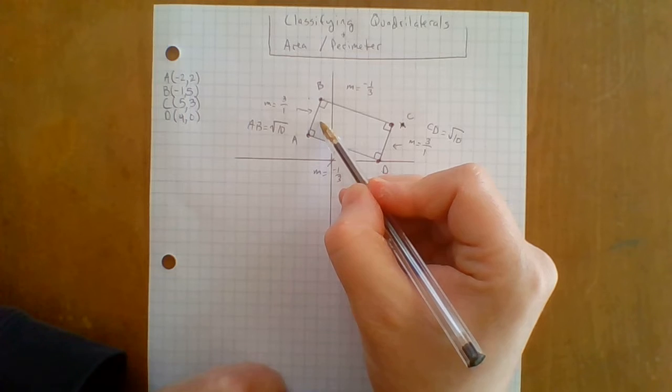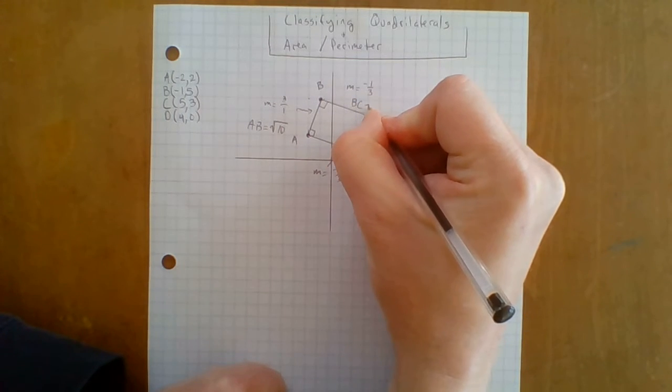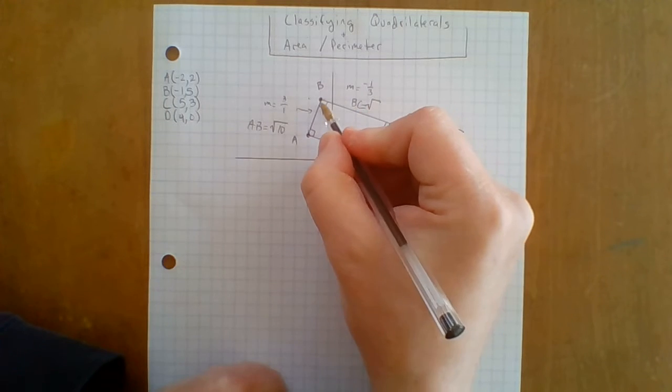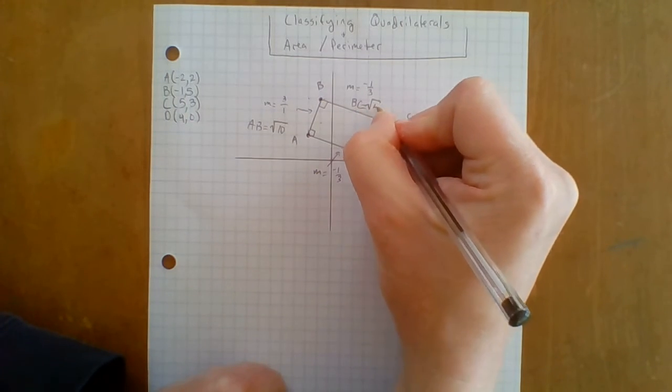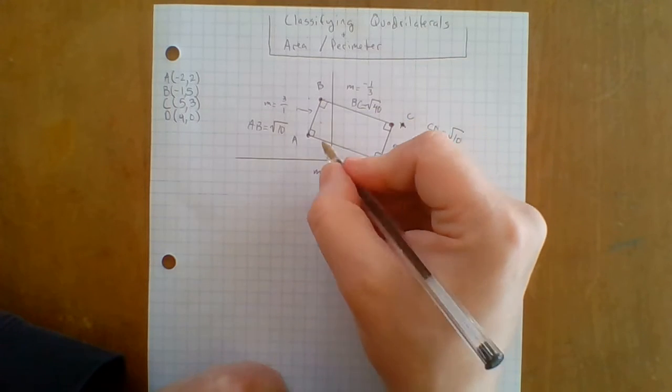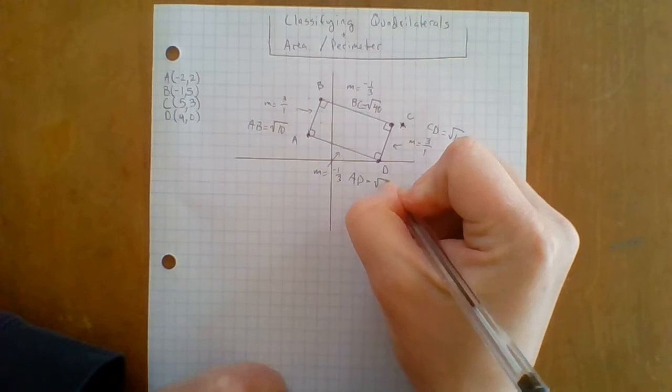BC, it looks like it goes down 2 and over 6. So the length of BC is, let's see here, 4 plus 36. 2 squared plus 6 squared, that's 40. So it's the square root of 40. And AD also goes down 2 and over 6. So AD is also the square root of 40.